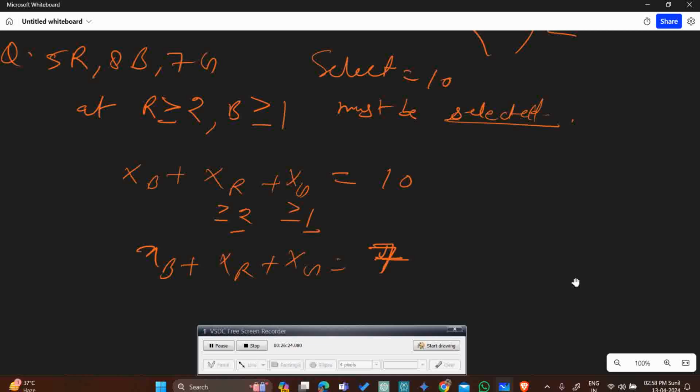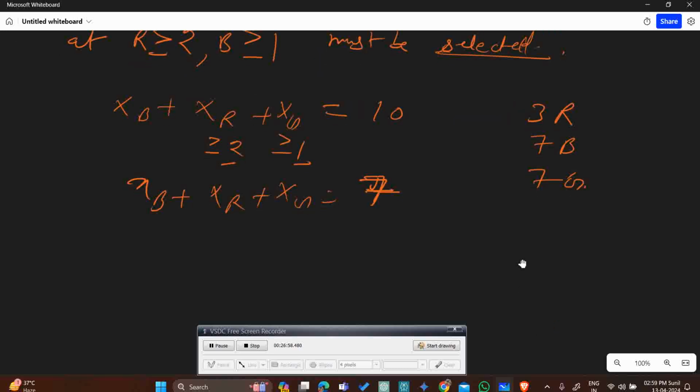Now the upper constraint: one is removed from these chocolates also, because these are already selected. Now red are 3 chocolates, and we have 7 blue chocolates and 7 green chocolates. All right, this is the case now. This is a constraint now. It can be 0 and so on. So the same process we will discuss.